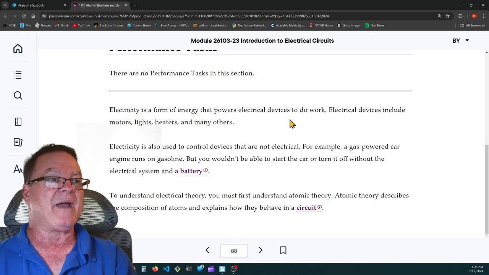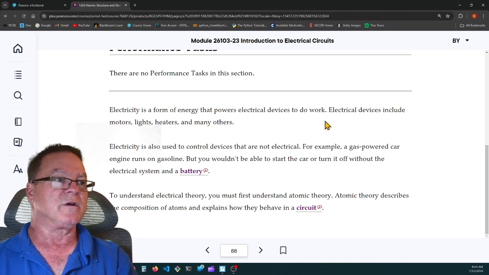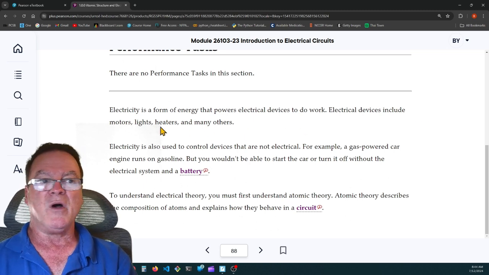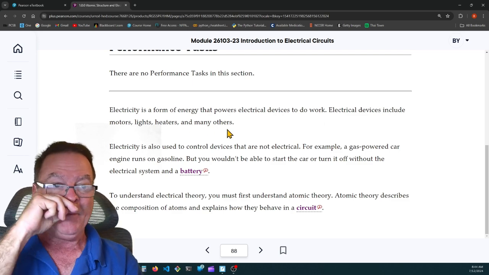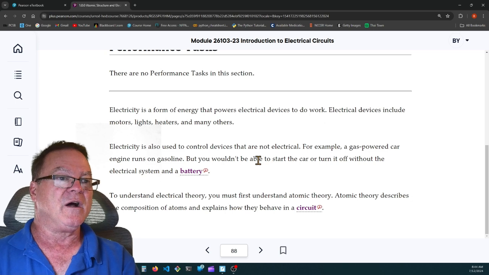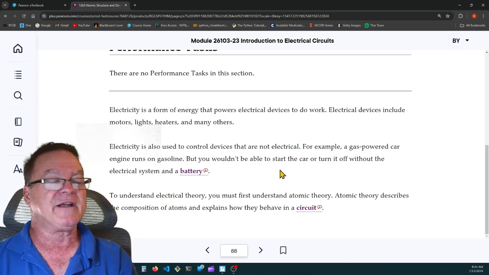Electricity is a form of energy that powers electrical devices to do work. Electrical devices include motors, lights, heaters, and many others. Electricity is also used to control devices that are not electrical.